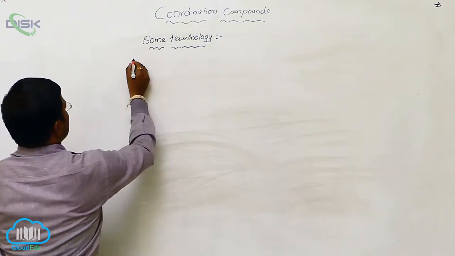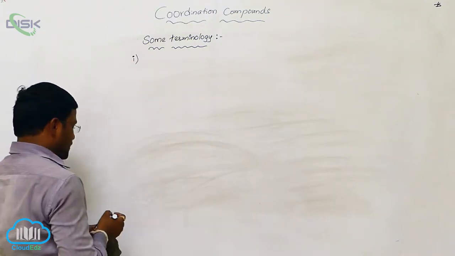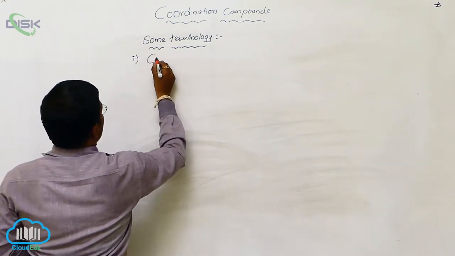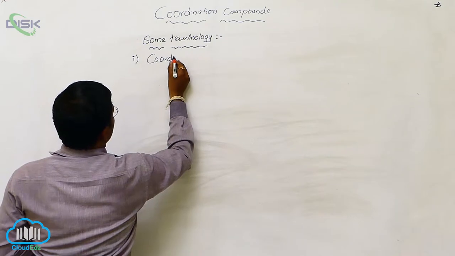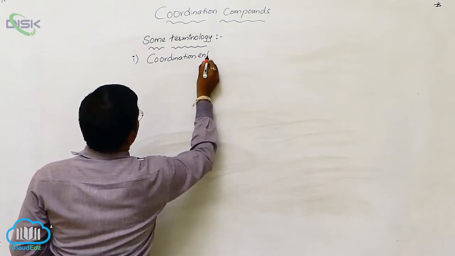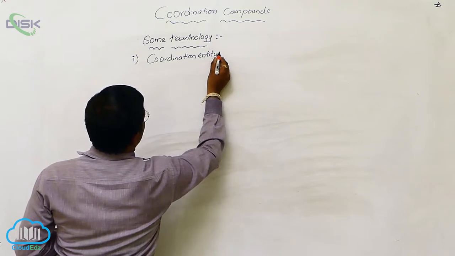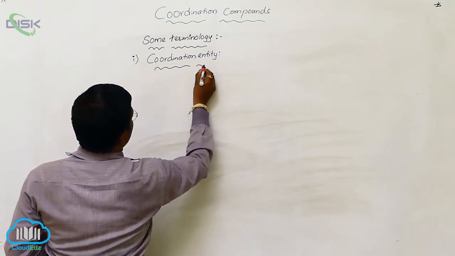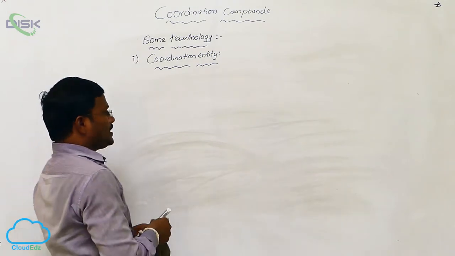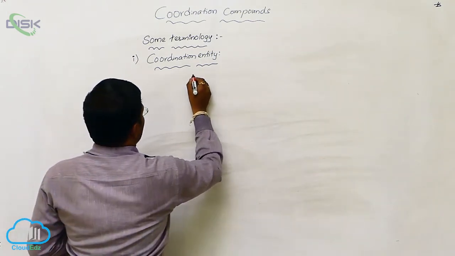The first and the most important, all are important terminologies in case of coordination compounds. The first one is coordination entity. So what is this? Actually, what is coordination entity means?